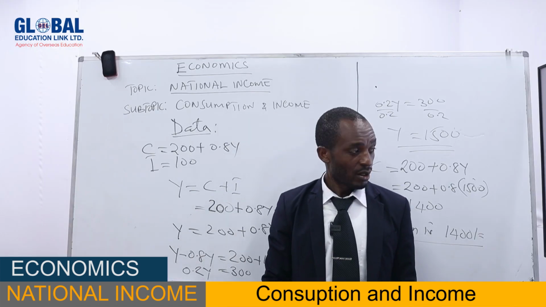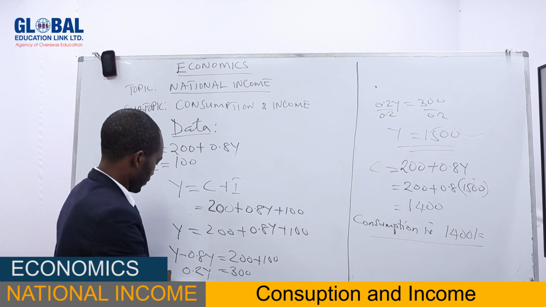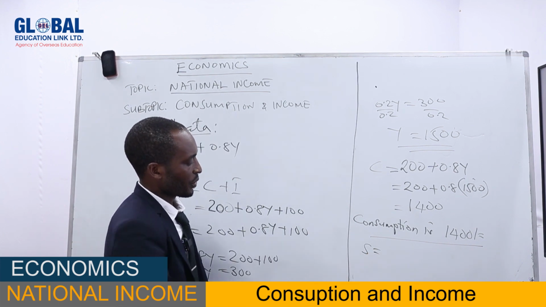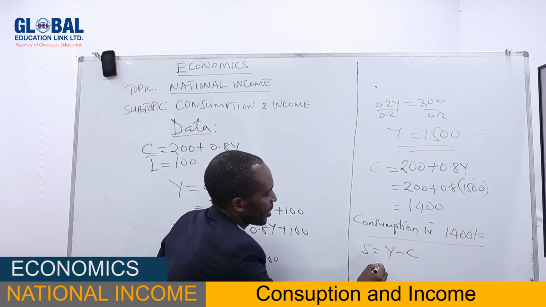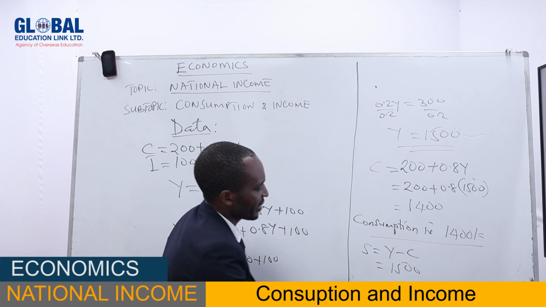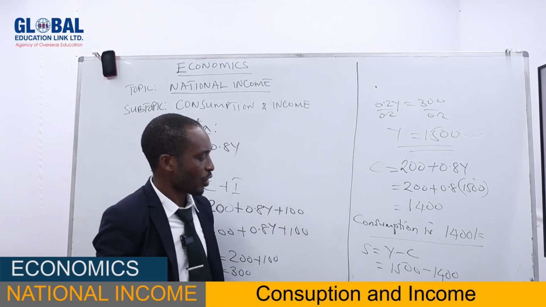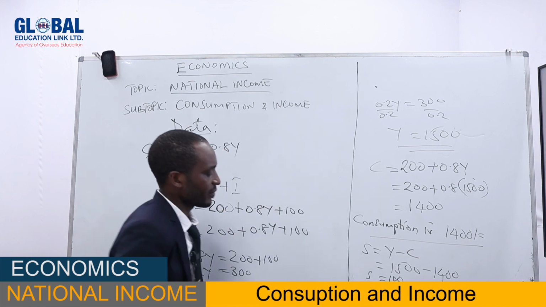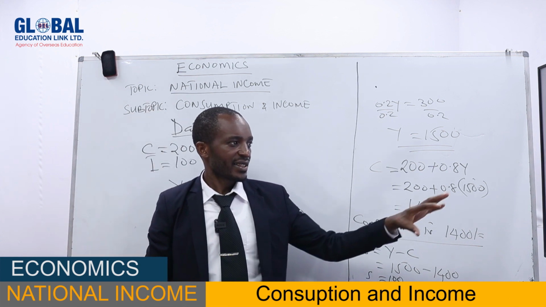Also, you are asked to find the saving. Now, for the saving we will use the following equation. Saving equals y minus C, the income minus consumption. So the income received is 1,500 minus the consumption received, which is 1,400. When you subtract, the saving level will be 100. So the saving will be equal to 100.